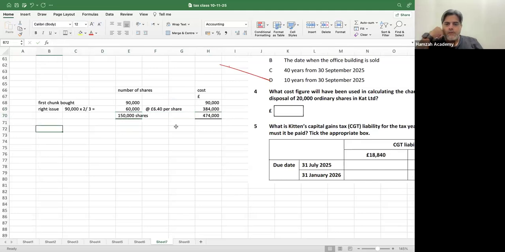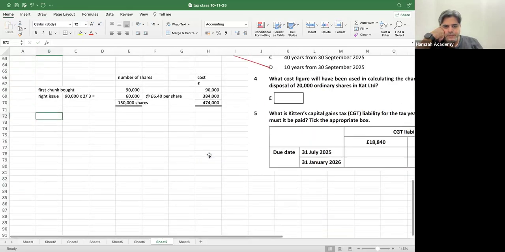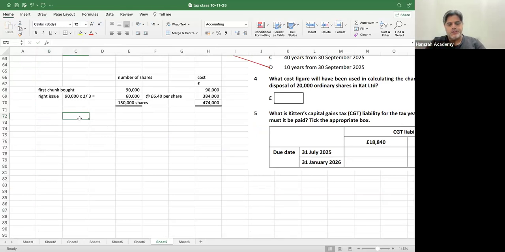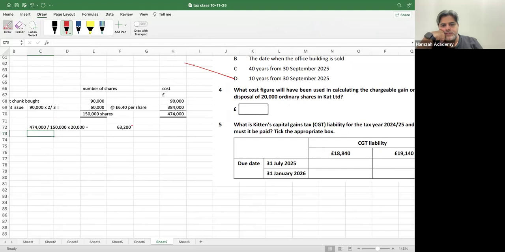Right? Now, you have disposed of 20,000 shares. These are 150,000 shares, 20,000 shares. 63,200. So the cost of the shares is going to be 63,200 over here, right?